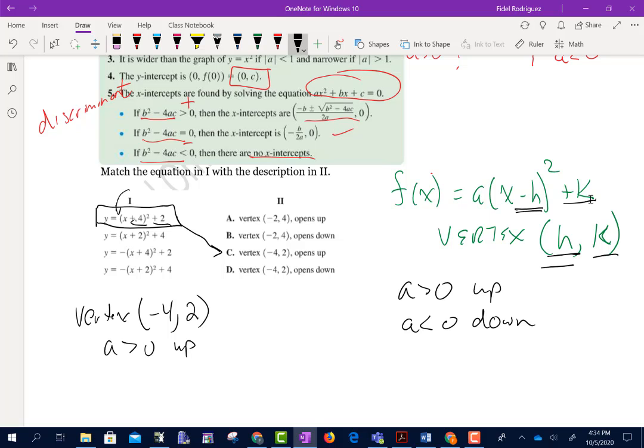Okay. Now, let me take a look at the next one. So I'm going to look at this one here now. Okay. So when I look at that one, the vertex on this one, it's going to be the point, I'm going to change the sign, -2. This one stays the same, +4. And my number a is still positive, so my graph is still opening up. Okay, so (-2, 4) opening up. That one there is going to go with this one. Okay.